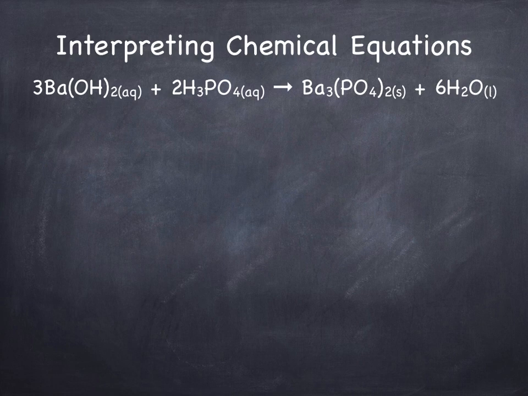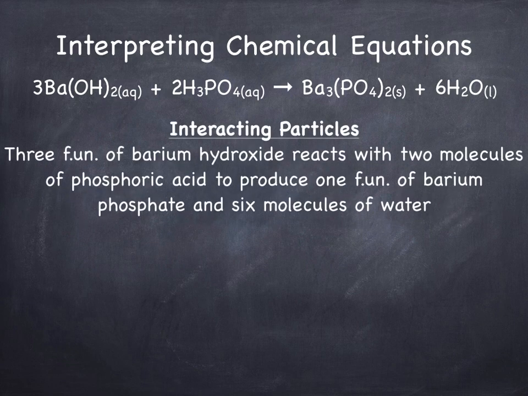Let's talk about the different ways in which you can interpret those equations. One is to think about it as a series of interacting particles. So here we're talking about 3 formula units of barium hydroxide reacting with 2 molecules of phosphoric acid to produce 1 formula unit of barium phosphate and 6 molecules of water. This represents the lowest ratio of particles that are involved in this reaction. If you have less than 3 barium hydroxides, or less than 2 phosphoric acid molecules, this reaction cannot proceed. This is the bare minimum number of particles.